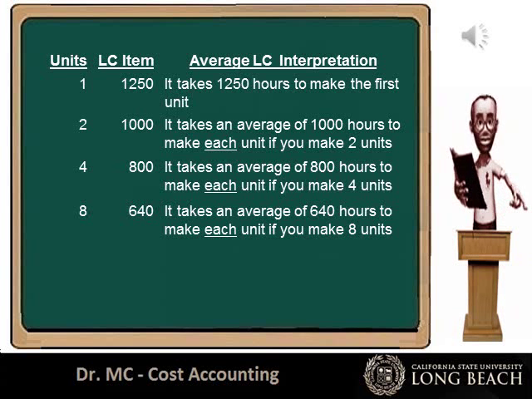The interpretation for this average learning curve is that it takes 1250 hours to make the first unit. If we make 2 units, then it takes us, on average, 1000 hours to make each of those 2 units. If we make 4 units, then it takes us, on average, 800 hours to make each of those 4 units. If we make 8 units, then it takes us, on average, 620 hours to make each of those 8 units.